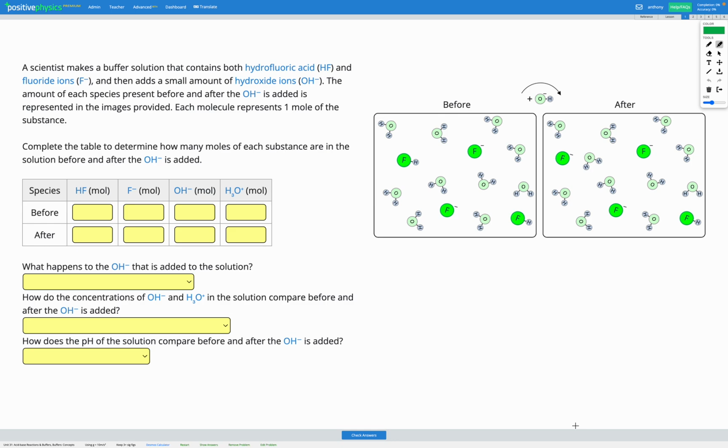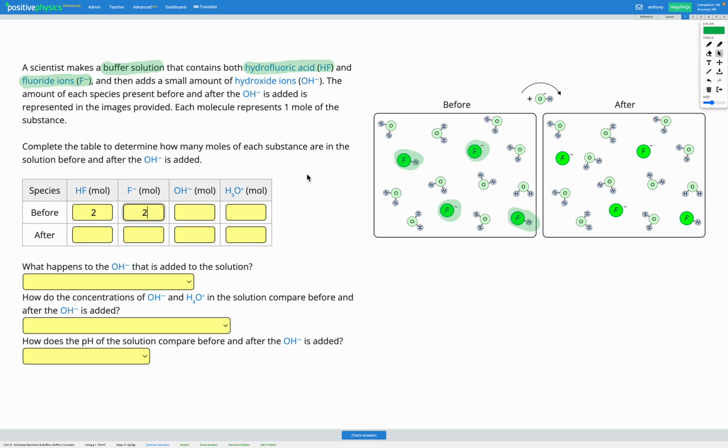In this question, a scientist makes a buffer solution that contains both hydrofluoric acid HF and fluoride ions F-. So we can see in our before solution image, we've got 2 HF molecules and 2 F- molecules. So we can fill that in our table here. We've got 2 HF and 2 F-.